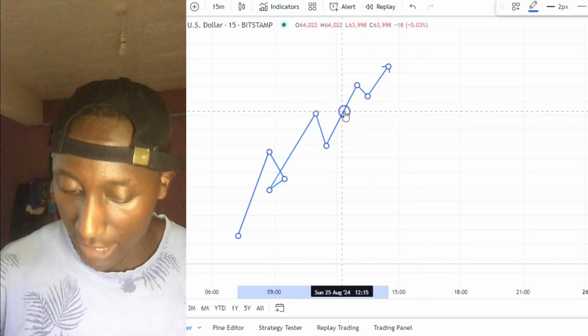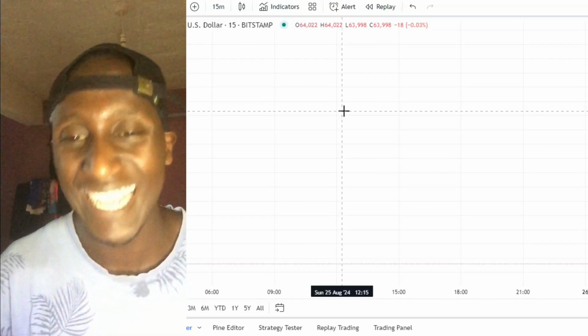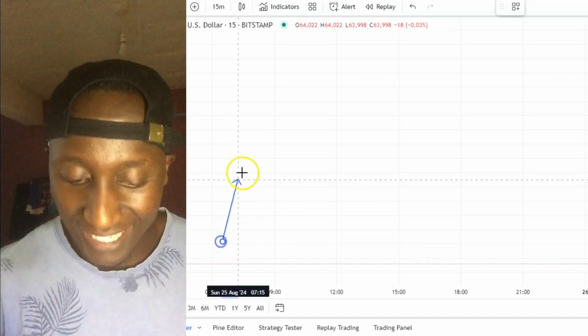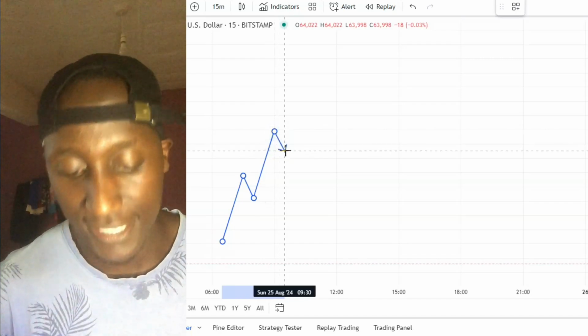So let's look at now the price action movement. Price will always move in three ways. We will have a buying scenario where we have an uptrend, so we have strong buyers in the market.